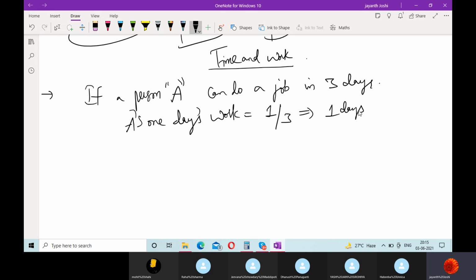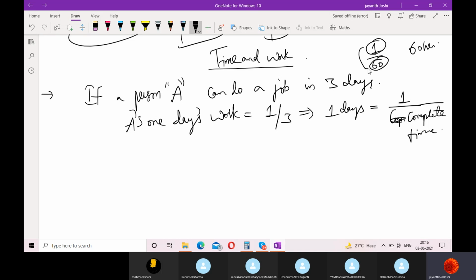There is nothing like I need to give you some formulas, but for you to remember, you could memorize them: 1 day's work is 1/complete time. So if suppose you are doing some job in 60 hours, in 1 hour how much work have you done? 1/60. That means out of the 60 hours, 1 hour's work you have done. So 1/60th work you have done in 1 hour, correct? Point number two. All of you, are you following? Yes, sir.